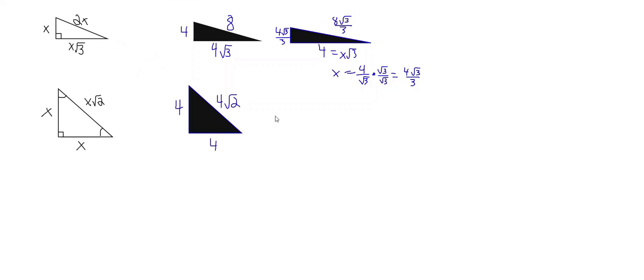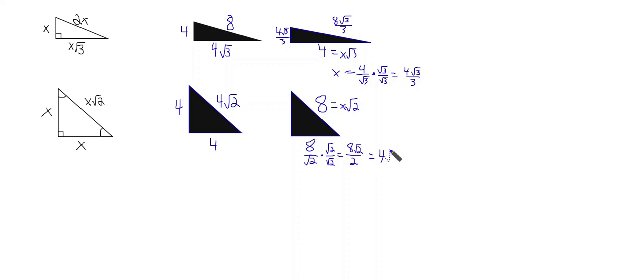Let's say we have another triangle, and this time the hypotenuse is equal to 8. Then if 8 equals x square root of 2, then x is equal to 8 divided by the square root of 2. But this format is not preferred. So we would multiply both the top and bottom by the square root of 2. And we'll get 8 square root of 2 over 2, which equals 4 square root of 2. So 4 square root of 2 is what we'd put for both of the legs of this triangle.